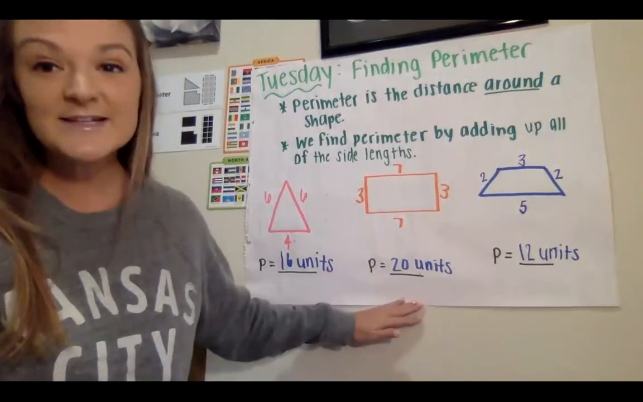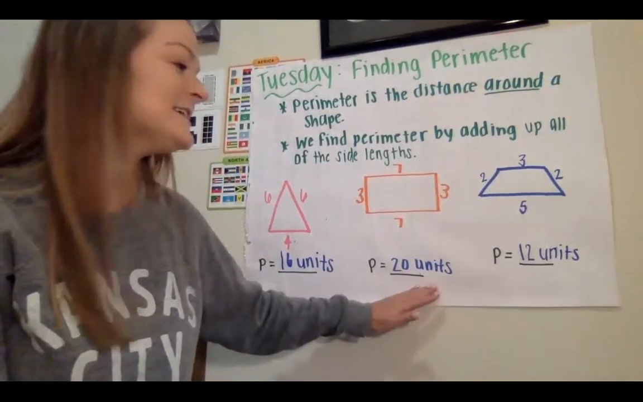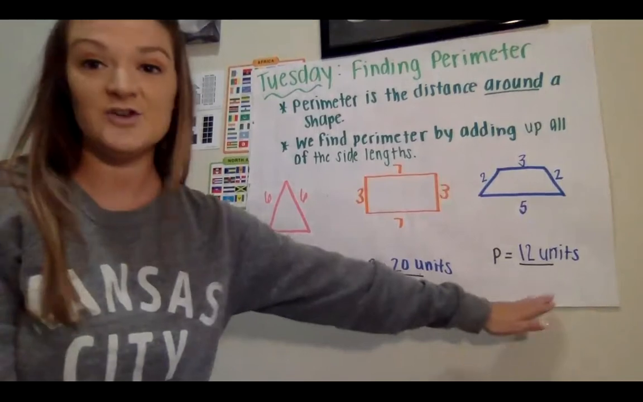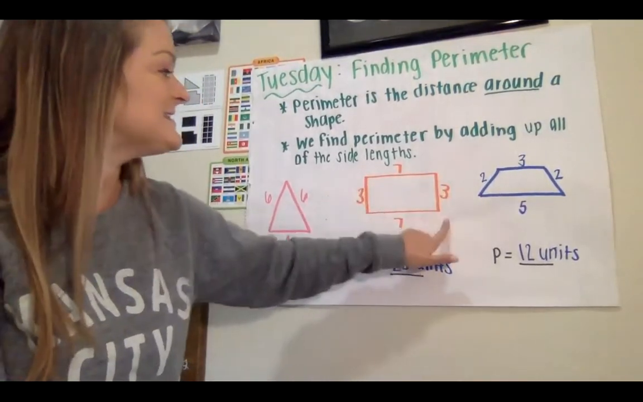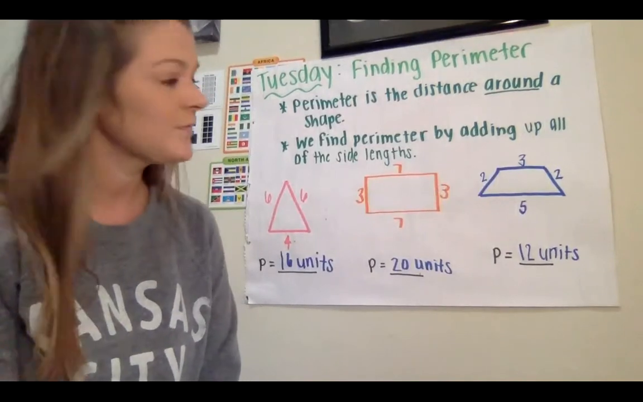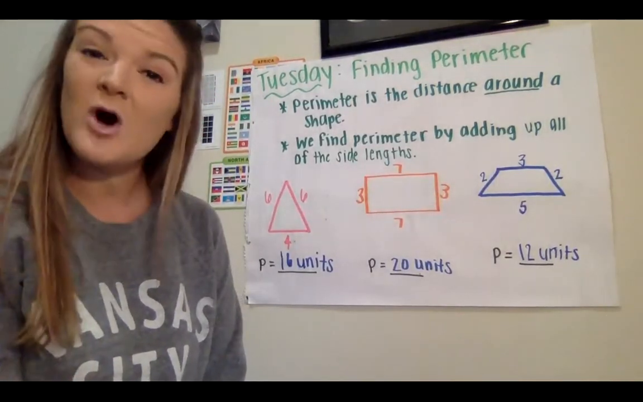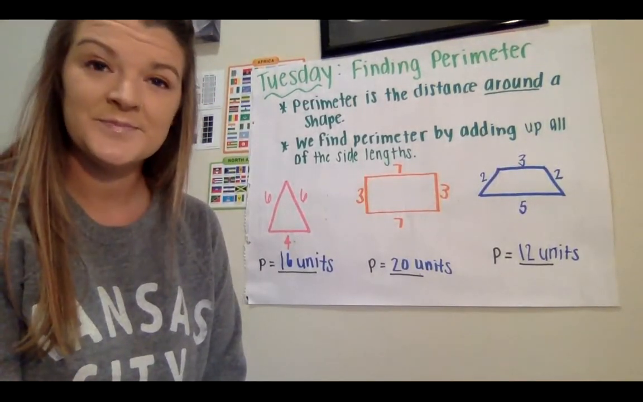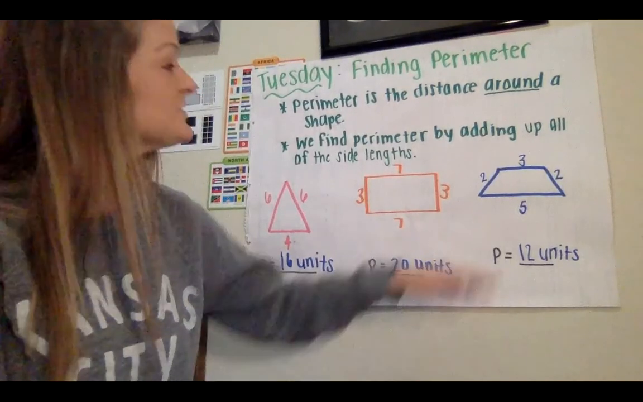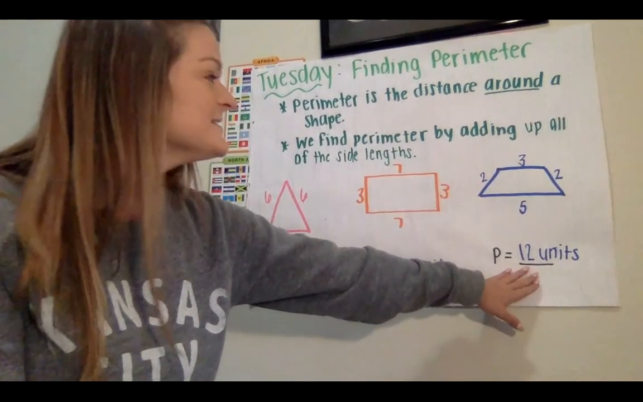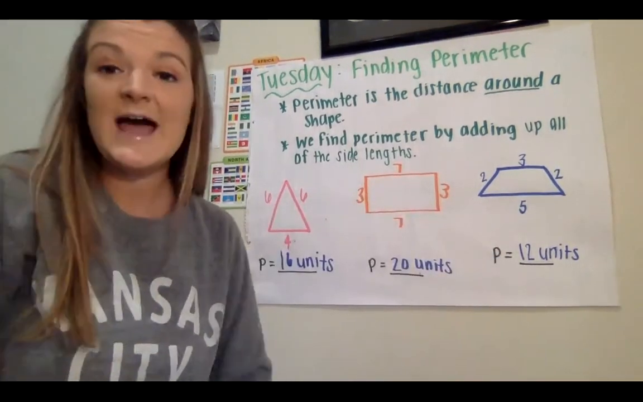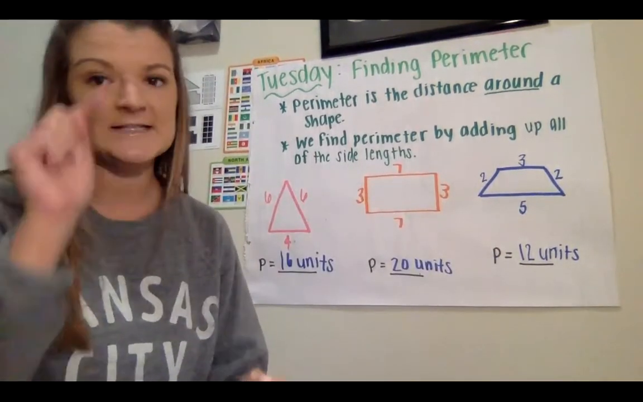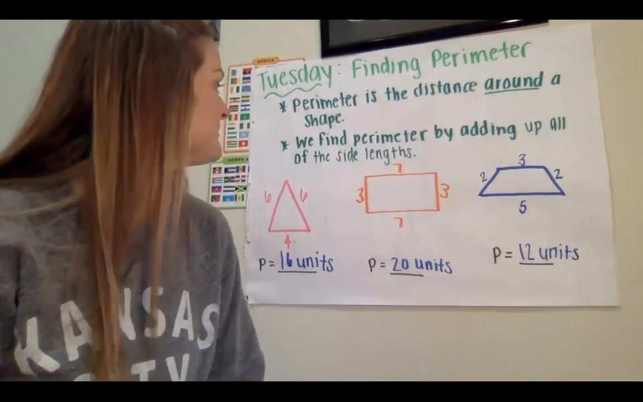If you're thinking the rectangle, you are correct. 20 is greater than 16 and greater than 12. So my rectangle has the longest distance around it. Which shape has the smallest perimeter? If you're thinking the trapezoid, you are correct. 12 is the smallest of the 3, which means that the trapezoid has the smallest distance around the perimeter.